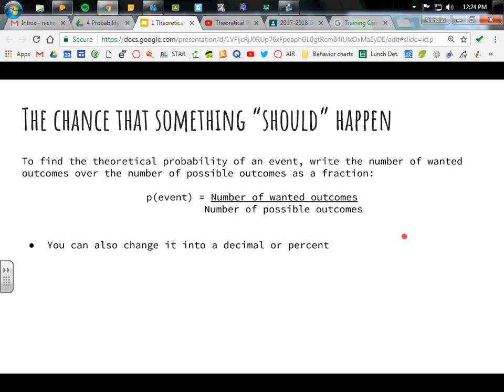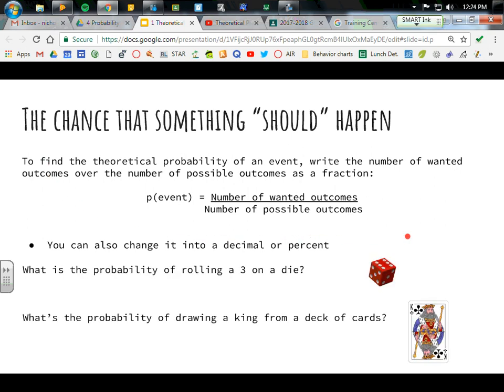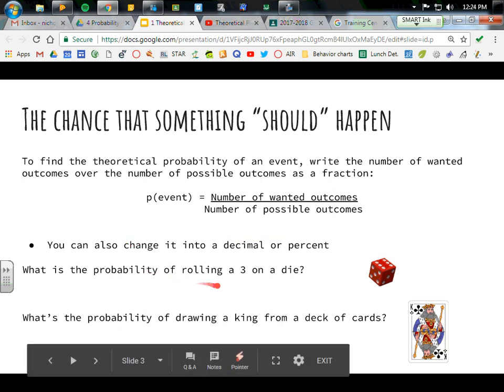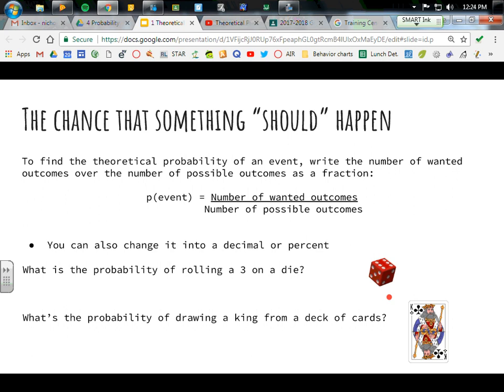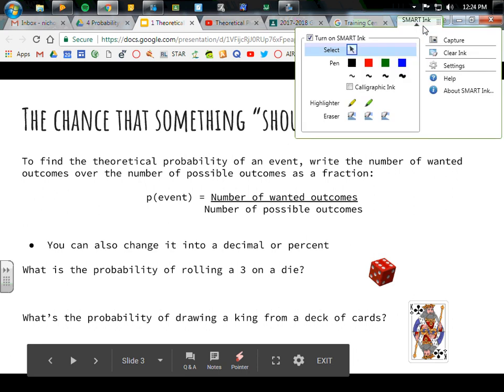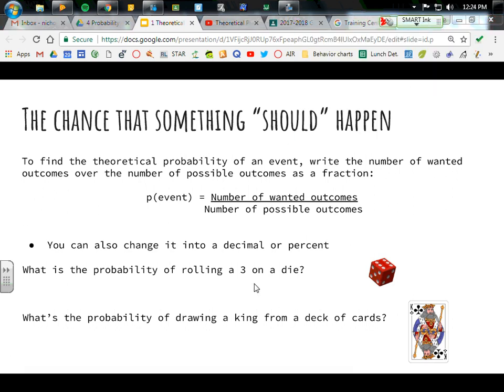But anyway, let's look at an example of some theoretical probability here. So what's the probability of rolling a 3 on any die? Any normal die would have the numbers 1 through 6. So you write the number of wanted outcomes. If we're looking for a 3, there should only be one 3 on a die. And we're going to write that over the number of possible outcomes. Well, 1 through 6 are all possible, so you have a 1/6 probability of getting a 3. That's theoretical. That's what should happen. That's not necessarily what will happen.